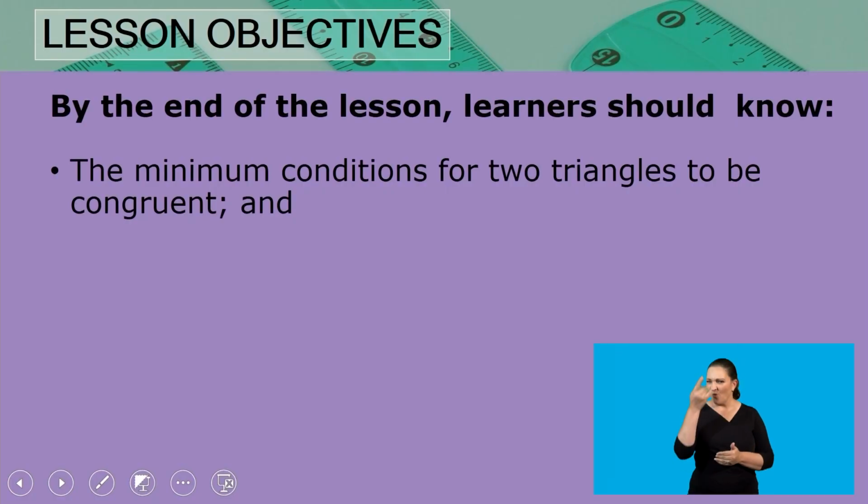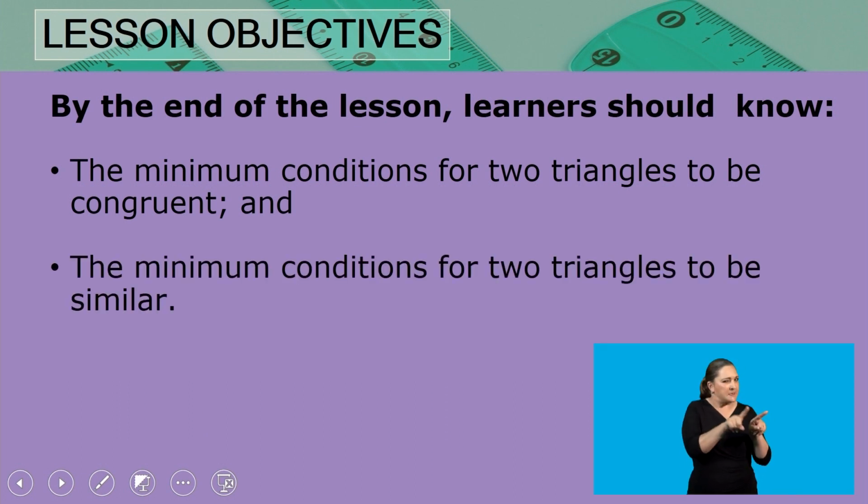Let's go on with our lesson and see what we are going to learn. By the end of this lesson, you should know the minimum conditions for two triangles to be congruent and the minimum conditions for two triangles to be similar.